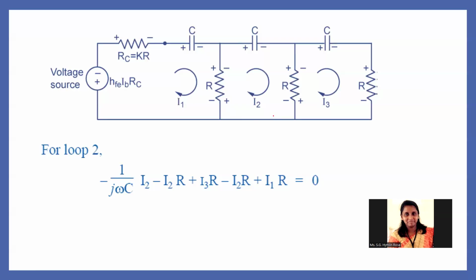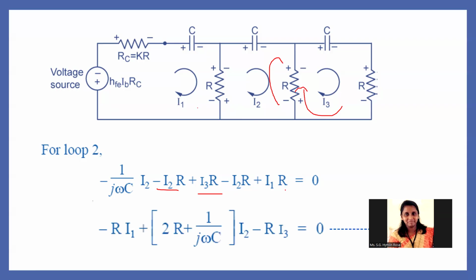Now the second loop equation: we don't have any voltage source. So minus 1 by j omega C I2, minus I2 R, and the current flowing through this is I2 minus I3, so minus I2 R plus I3 R. Then the current here will be I2 minus I1, so minus I2 R plus I1 R equals 0. Combined in terms of I1, I2, I3, we have the I1 term, I2 term, and I3 term.